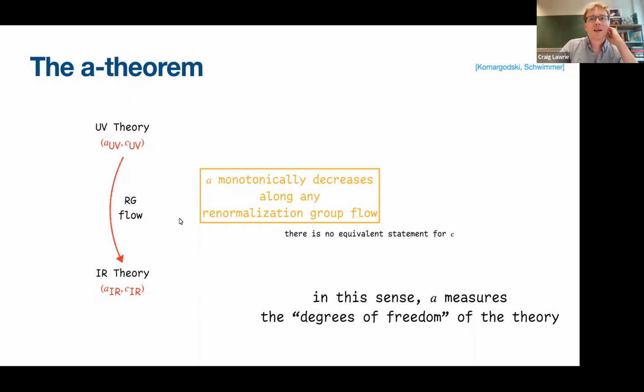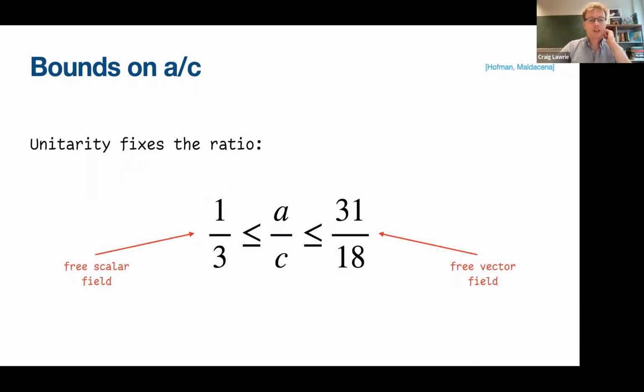Okay. There are more things you can say about the central charges. So for example, unitarity fixes that the ratio of the central charges is rather tightly bounded, somewhere between 1/3 and about 2. This is work by Hofman and Maldacena, so a long time ago. The lower bound is saturated by the theory of a free scalar field, and the upper bound is saturated by the theory of a free vector field.